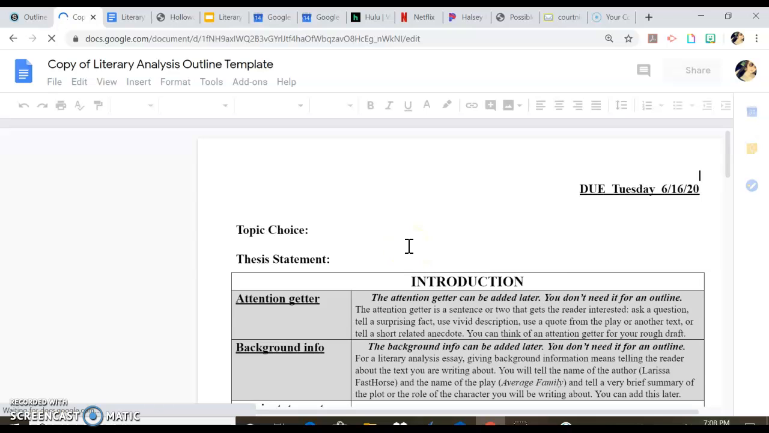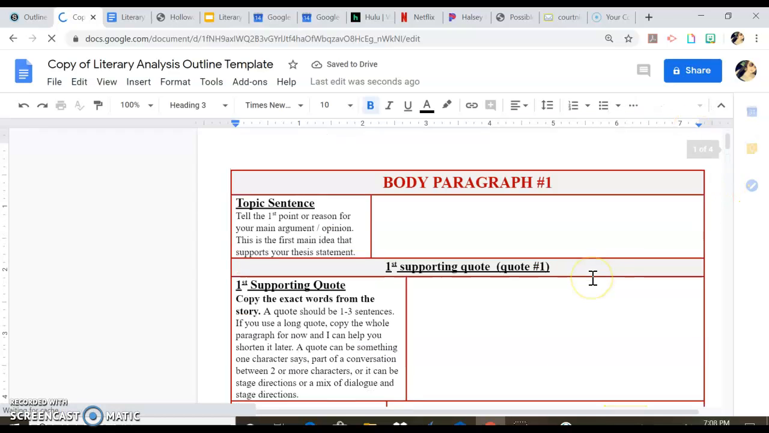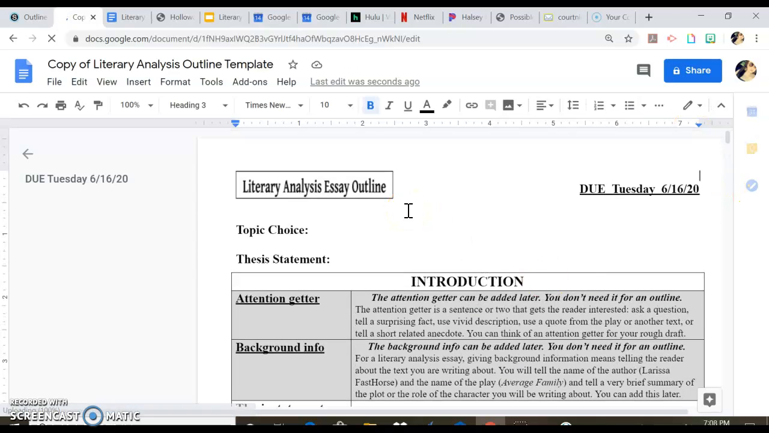All right, so this is what this looks like. Again, due Tuesday because it's very, very long. It's 4 pages worth of outlining. I'm having you do an extensive outline because I want you guys to basically have this essay laid out, written, all the details worked out by Tuesday.